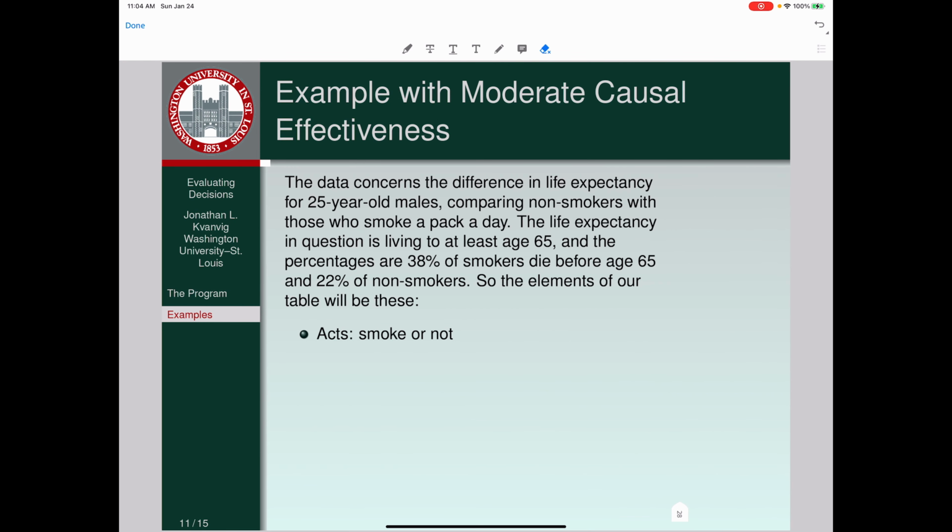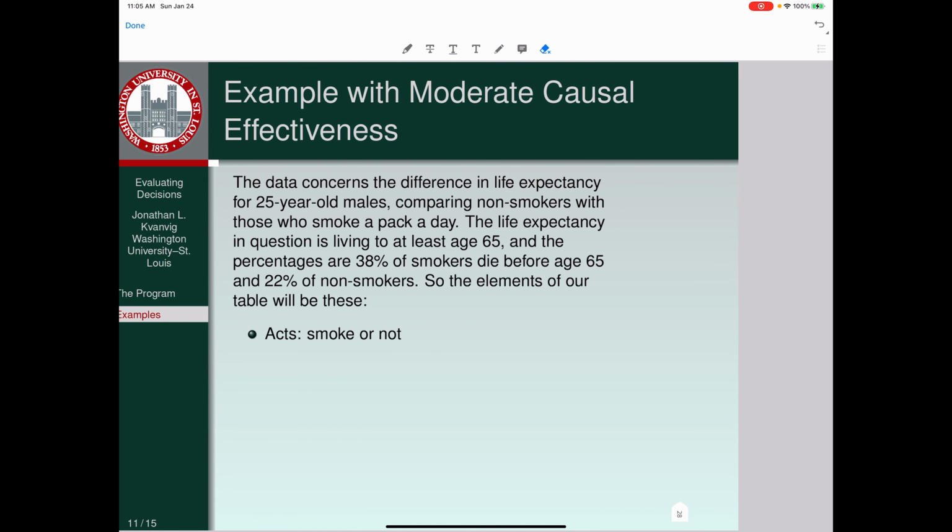Here's another example. This has a more moderate causal effectiveness built into it. So it's about smoking and life expectancy. So we're talking about life expectancy for somebody who's a 25-year-old male who smokes a pack a day. And you're wondering what your life expectancy is in question for living up to age 65. And we have some data. 38% of smokers die before age 65, 22% of non-smokers. So we now know something about the probabilities involved in the table we want to build.